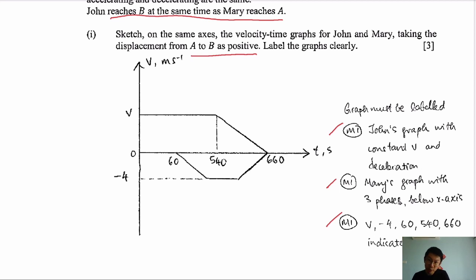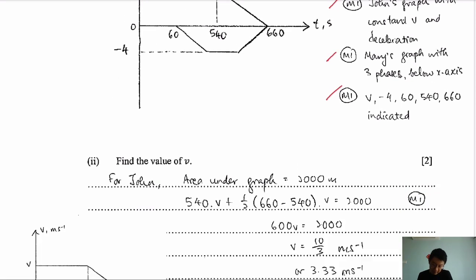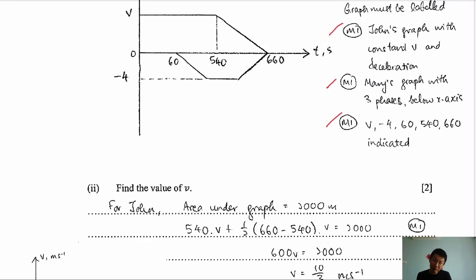Okay, so this is what happened to the graph. Next one, find the value of V. For this one, when we sketch the VT graph, one of the useful things to know is the total distance that they have already traveled.